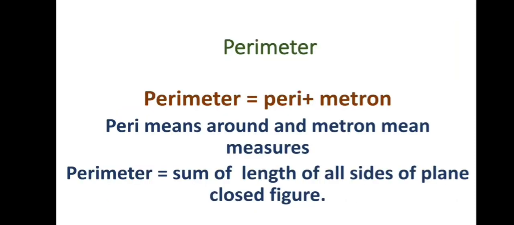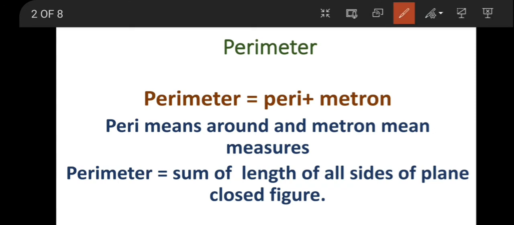Perimeter is derived from a combination of two words, peri and metron. Here peri means around and metron means measure. So perimeter is the sum of all sides of a plane closed figure.